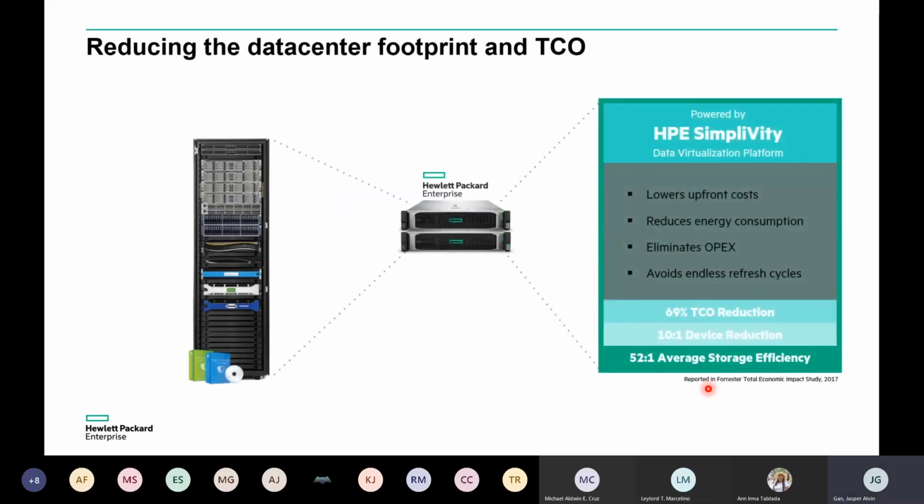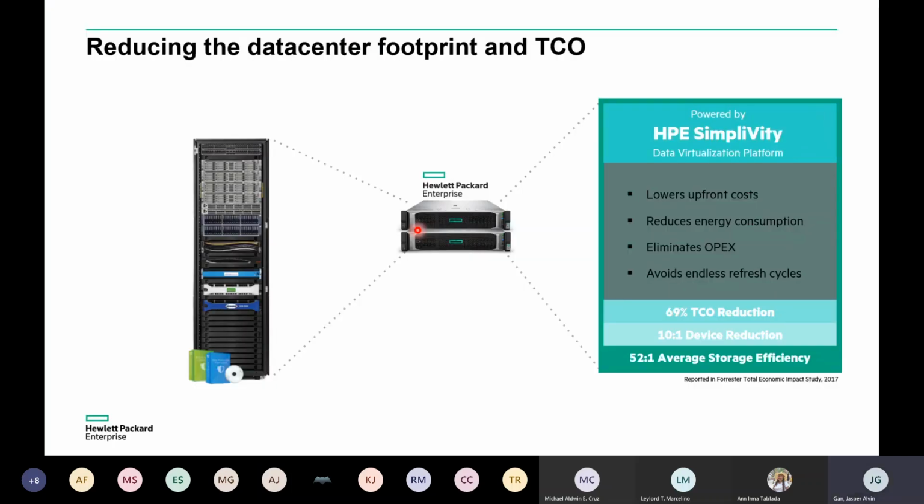So in a nutshell, what we want to do for the data center is simplify it, reduce the footprint from the traditional infrastructure to just a simple 2U appliance, where we get to lower those upfront costs or CAPEX, as well as reduce the OPEX that we need in running this infrastructure.